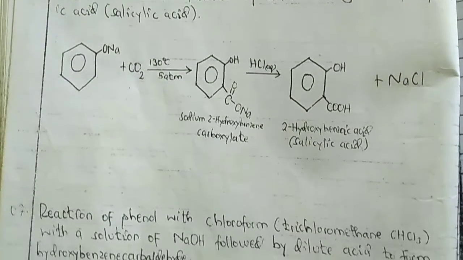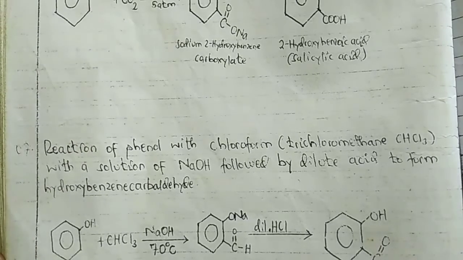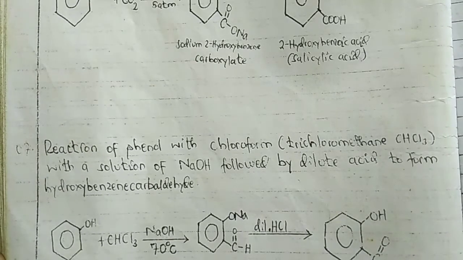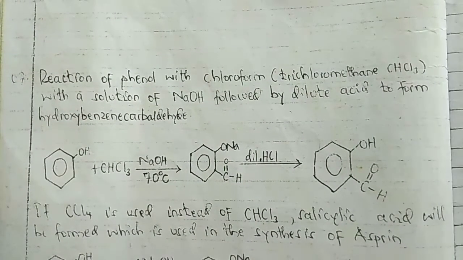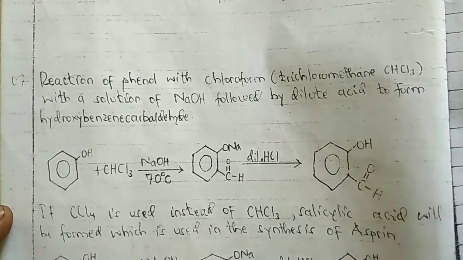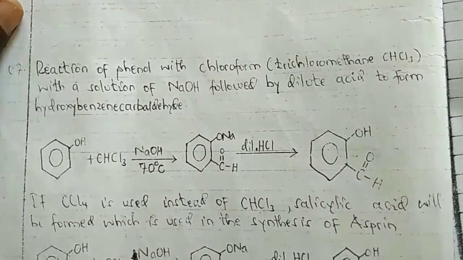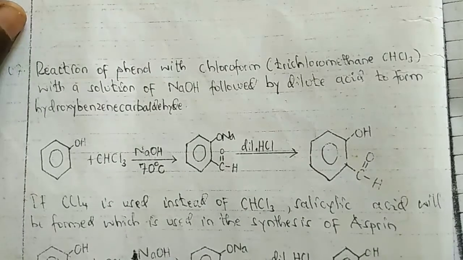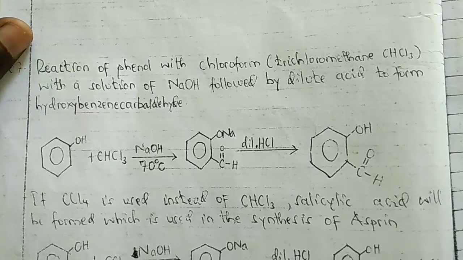Reactions of phenol with chloroform, ambayo ni trichloromethane, with a solution of sodium hydroxide followed by dilute acid to form hydroxybenzene carbaldehyde. Kwa hiyo inakuwa ni phenol ambayo ina aldehyde group attached there to form the hydroxybenzene carbaldehyde. If carbon tetrachloride is used instead of chloroform, or if tetrachloromethane is used instead of trichloromethane au chloroform wanaita, tukitumia hii hapa tunatengeneza salicylic acid.